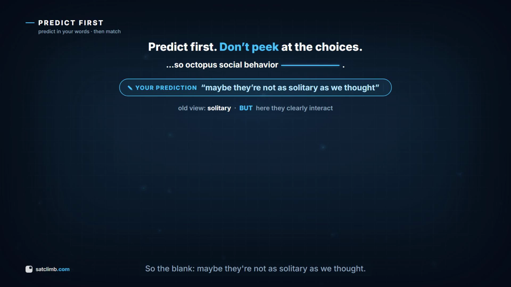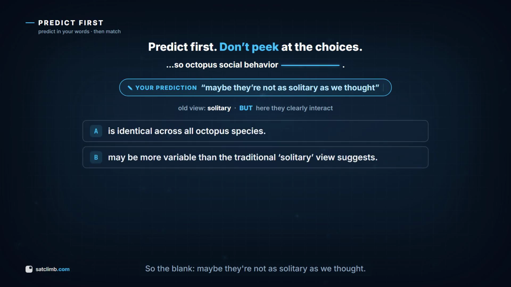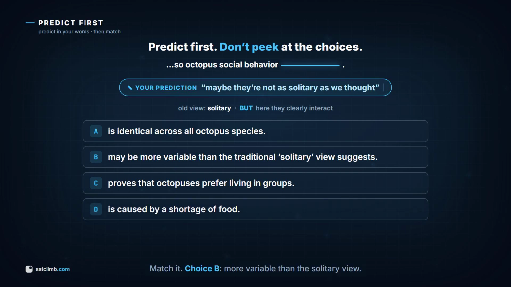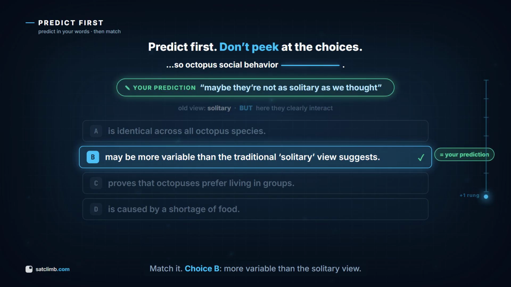Now match that to a choice. Choice B, their social behavior may be more variable than the traditional solitary view suggests. That is exactly the supported step, it's cautious, and it ties straight back to the evidence. That's your answer.